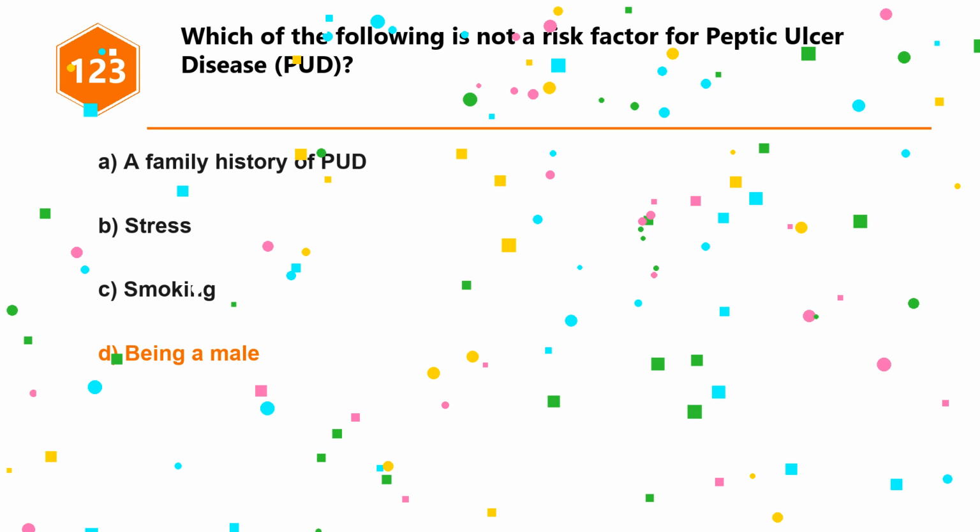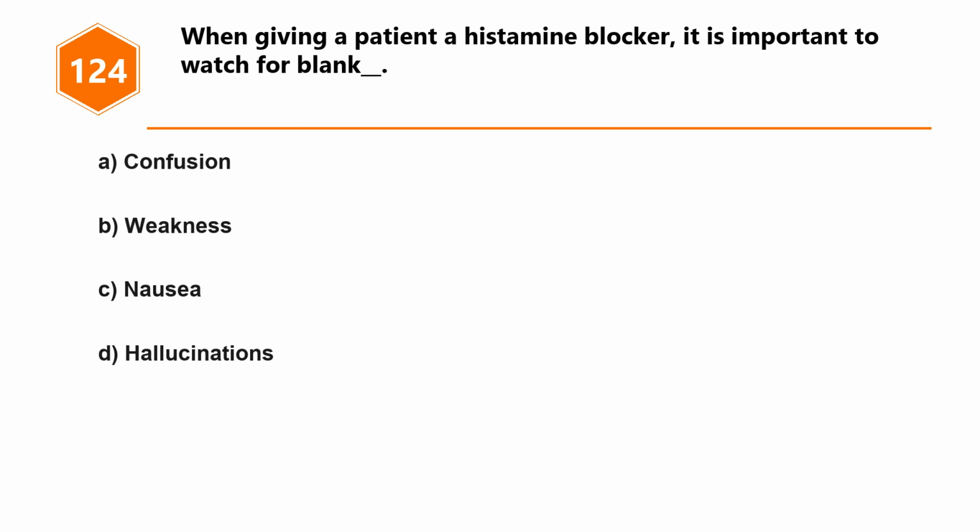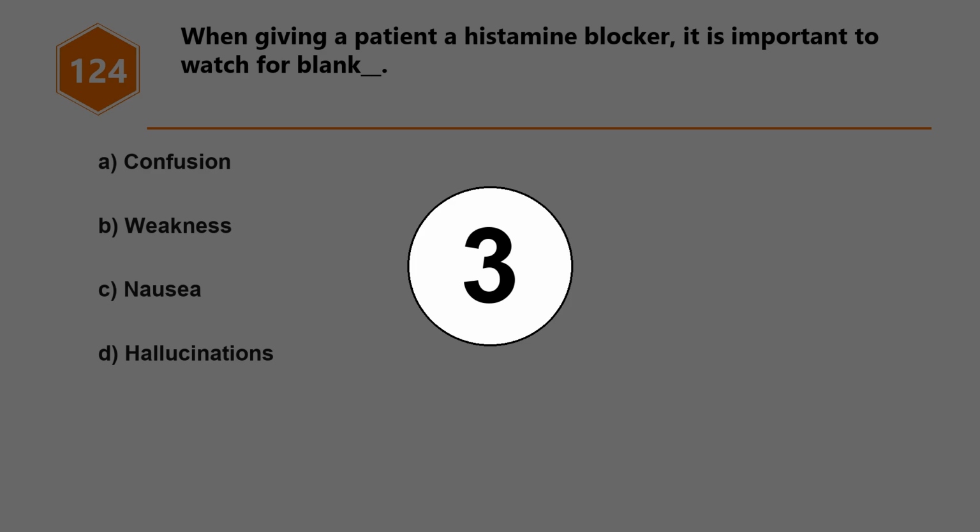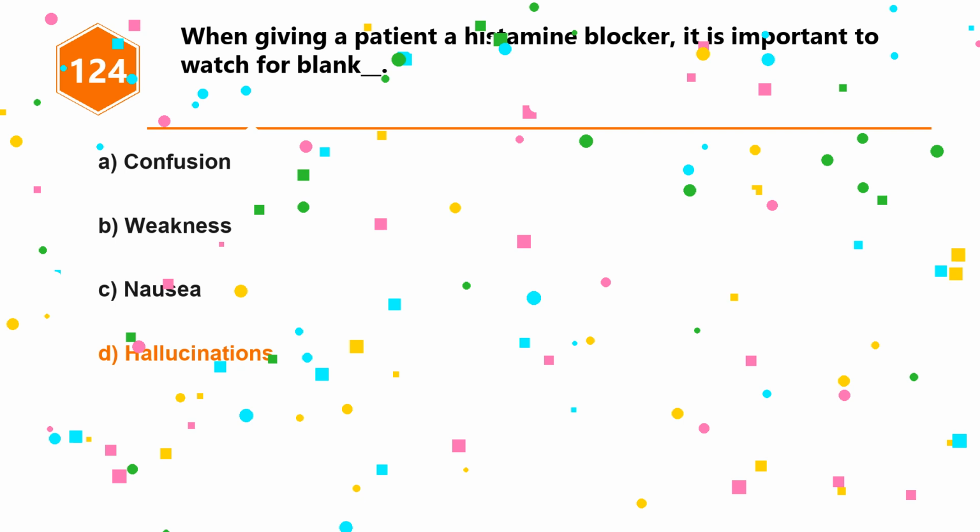Being a male. Question 124. When giving a patient a histamine blocker, it is important to watch for blank. Option A. Confusion. Option B. Weakness. Option C. Nausea. Option D. Hallucinations. The correct answer is option D.